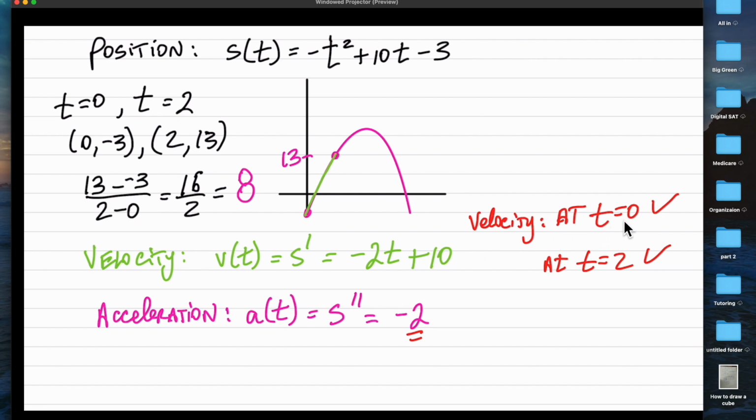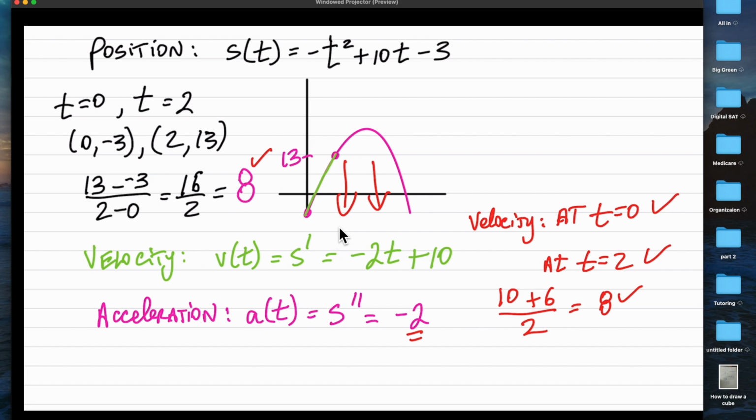If you're tempted to do t equals 0 into the velocity equation, into the first derivative, you're going to get a velocity of 10 at t equals 0. And then if you plug in 2, you're going to get 10 minus 4, or 6. If you add those together and average them, you're going to get 8, which is the same answer that we got doing it the right way. But folks, that's only because this is a constant acceleration problem. This is the definition of constant acceleration. It's a parabola problem. There's constant negative gravity on that particle.